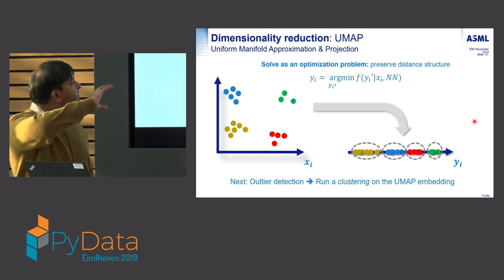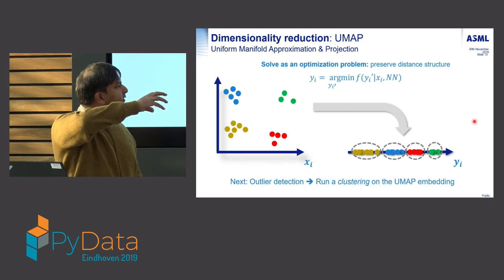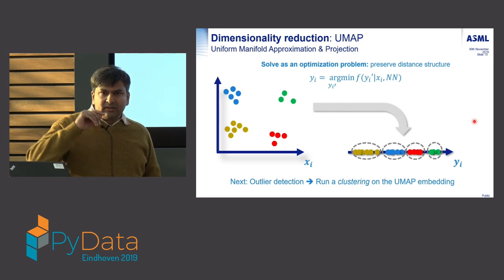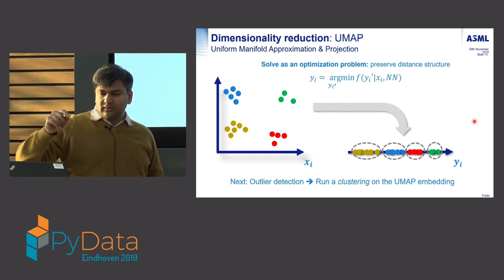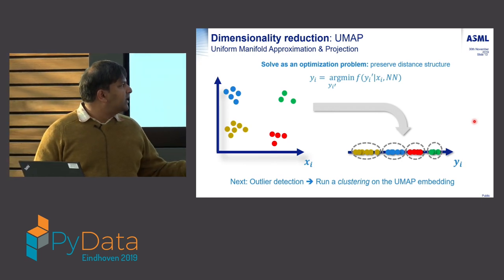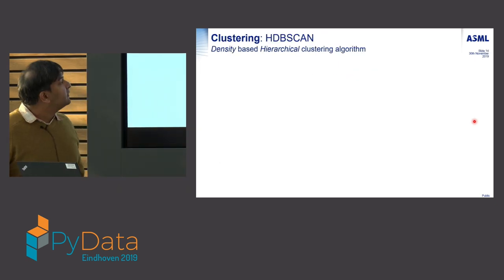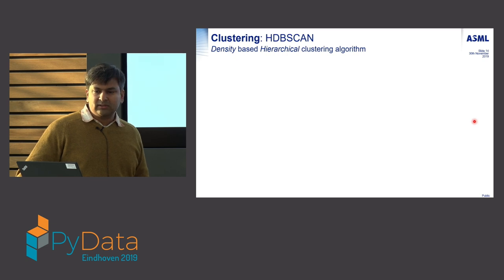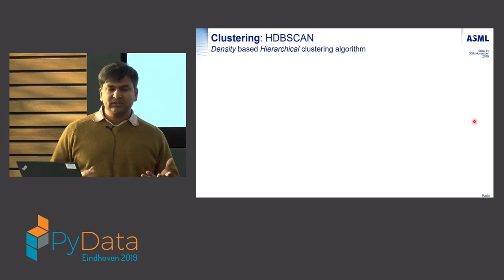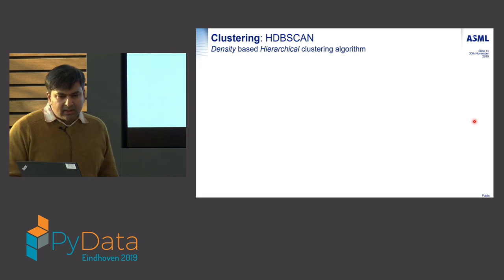Well, once we have done a dimensionality reduction of your data and have it projected on a lower dimensional space, to detect outliers, what you would need to do is run a clustering on top. Right? And if there were outliers, they would clearly show up in this clustering. About clustering, what was used here was an algorithm called HDBSCAN, which combines the advantages of density and hierarchical based methods.